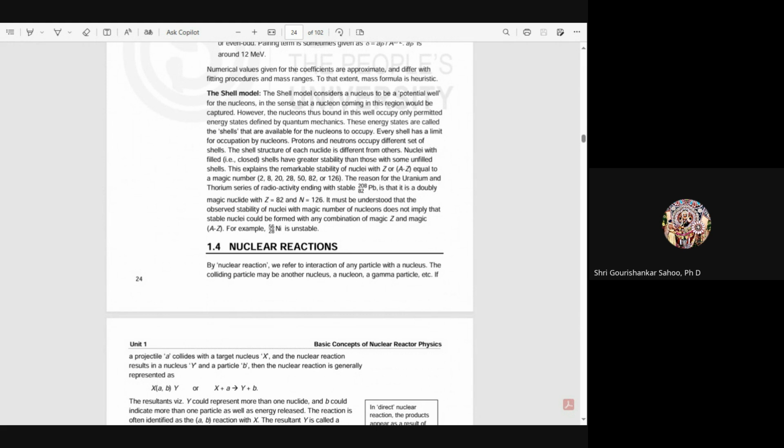Now, the reason for the uranium and thorium series of radioactivity ending with stable lead, that is having atomic number 82 and mass number 208, is that it is a doubly magic nuclide having Z equal to 82 and N equal to 126. It must be understood that the observed stability of nuclei with magic number of nucleons does not imply that stable nuclei could be formed with any combination of Z and a magic A minus Z. You can see that nickel-56 with Z of 28 is unstable.